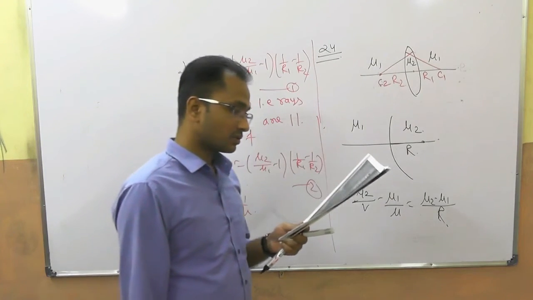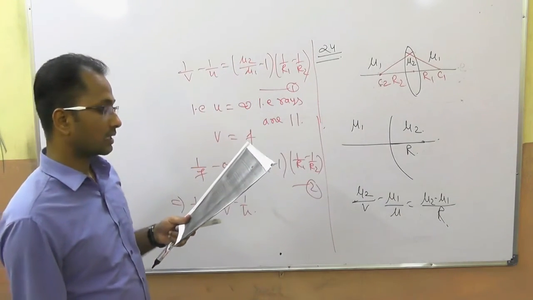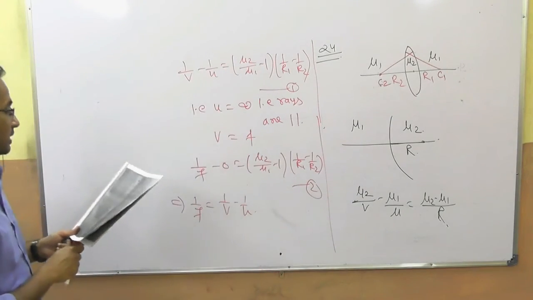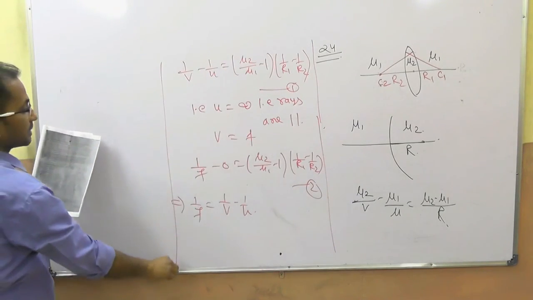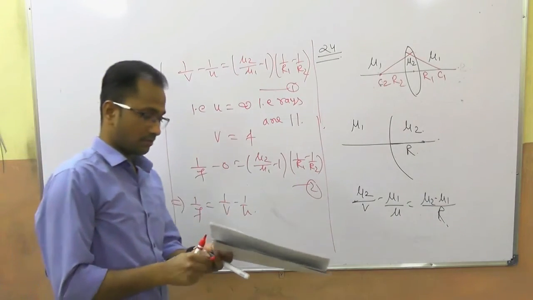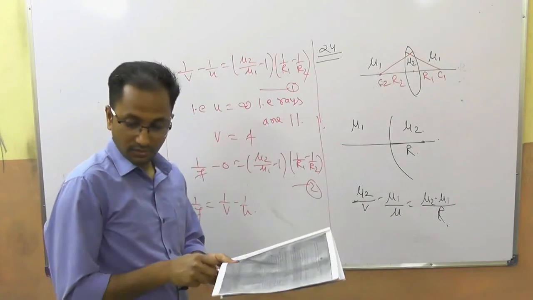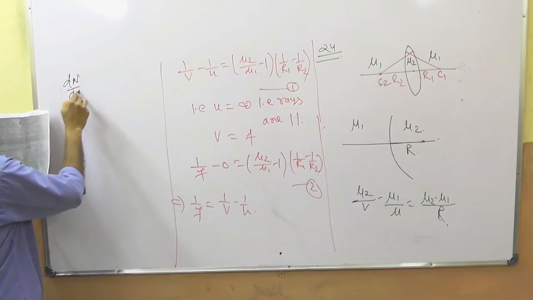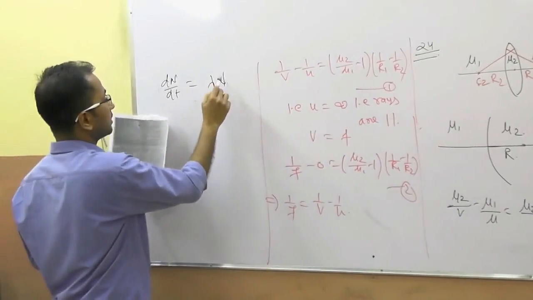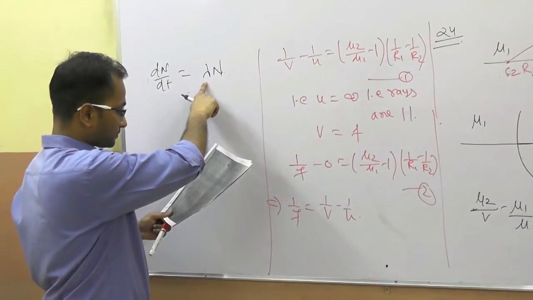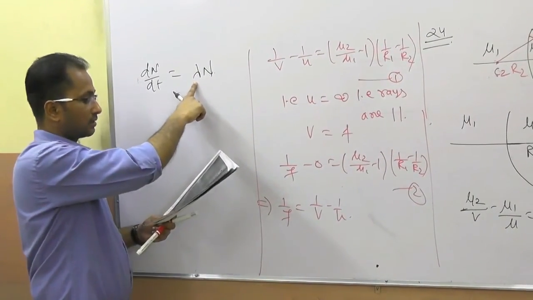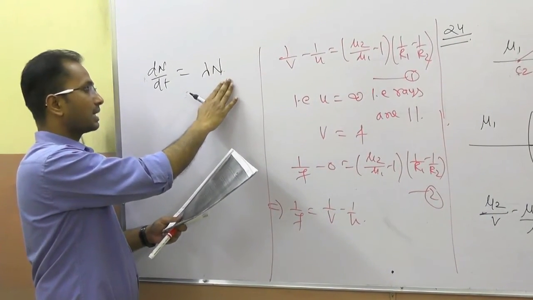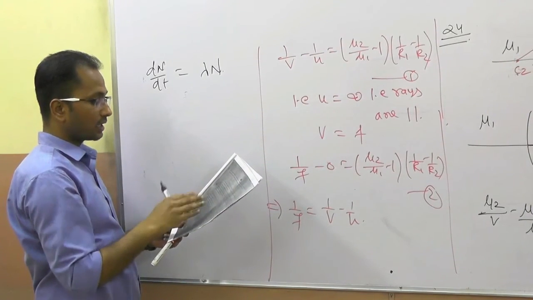Now the second question is: find the activity at that instant. Activity means number of decays per second. I hope everyone knows dN by dt is lambda into N, where N is the number of nuclei present at any moment, meaning undecayed nuclei.